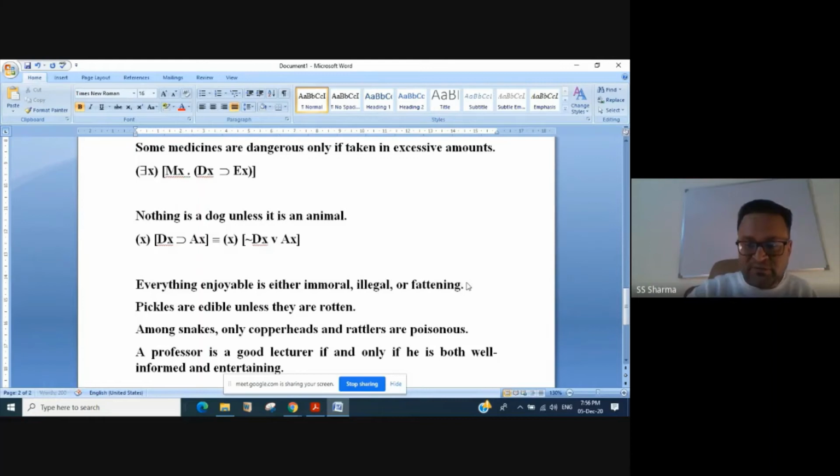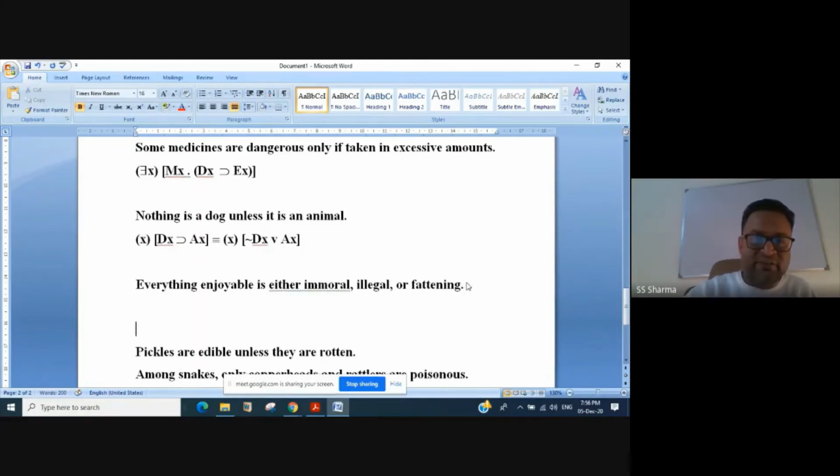Now this question is sometimes very tricky. The next question which we are dealing with: everything enjoyable is either immoral, illegal, or fattening. Now this is saying, right, that if you enjoy something, then it is either immoral, or it is illegal, or fattening. Now how to symbolize it? For all x, if x is enjoyable, right? I will put a big bracket. Then, so I will take this from here. Then it is either immoral, illegal, or fattening. So you can understand that these three will come in wedge function.